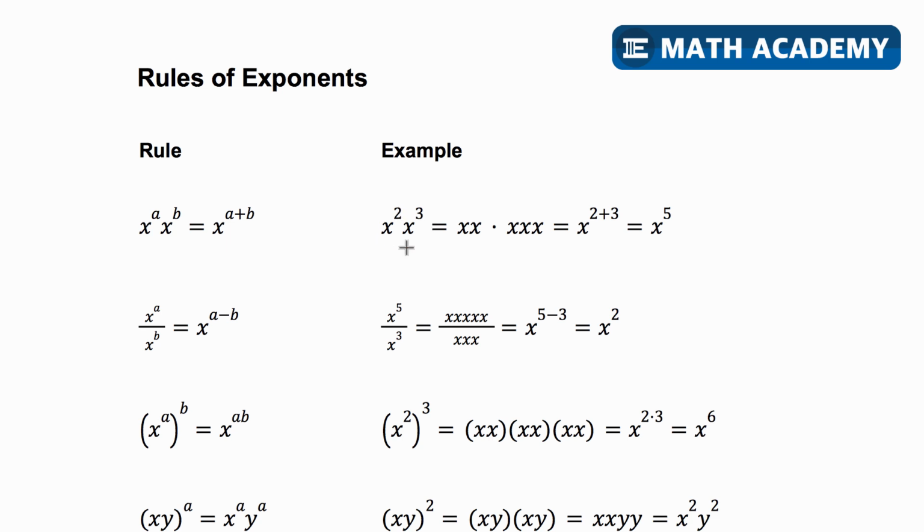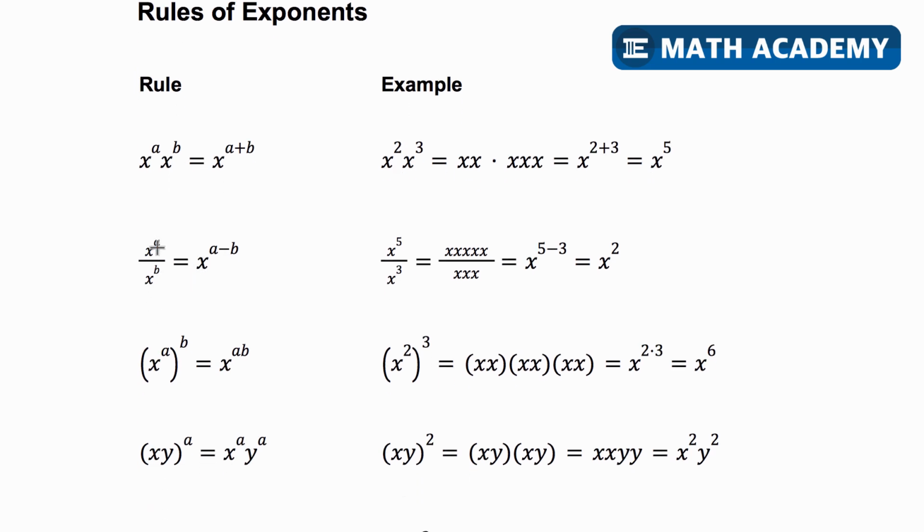So x squared times x cubed would become x times x times x times x times x. I'm writing out how many individual x's that I have over here compared to this side. So altogether, how many x's are being multiplied by each other? Well, there's 2 plus another 3. That's why it's going to become x to the 2 plus 3, which equals x to the power of 5. That's why x to the a times x to the b equals x to the a plus b, and that's why you're going to add your exponents in that case.